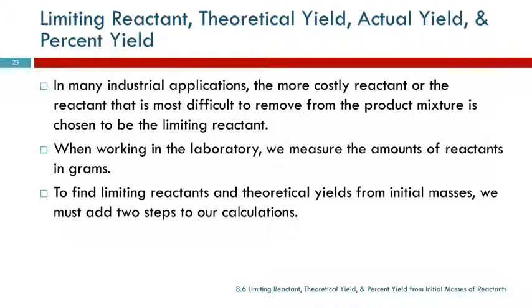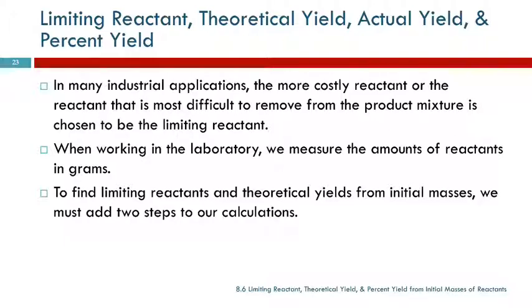Could we make it better? 100% yield would be awesome, but it's not attainable. But the closer you get to that, the more money you're going to make. When you're making chemicals, some of the reactants are much more expensive than other reactants. And so you want to make sure that you use up the expensive one and that you have excess of the other things that are less expensive.